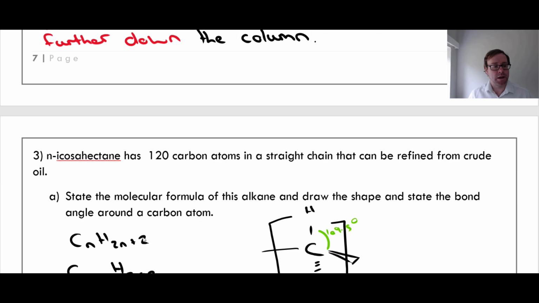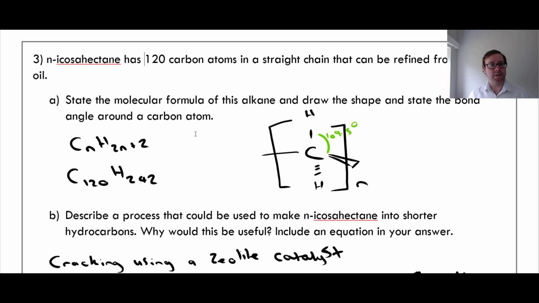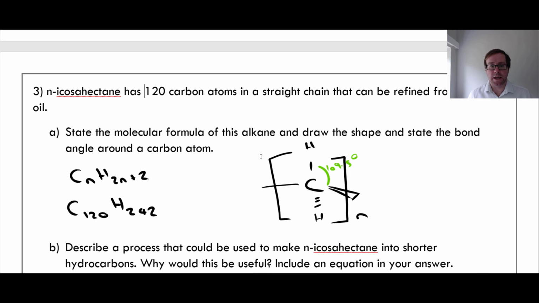Okay. And lastly, icosahexane has 120 carbons in a straight chain that can be refined from crude oil. State the molecular formula of this alkane, draw the shape and state the bond angle around a carbon atom. So we'd use the general formula, CnH2n+2, so C120H242. I know it's an alkane because it ends in -ane. And then draw and state the bond angle around the carbon atom.